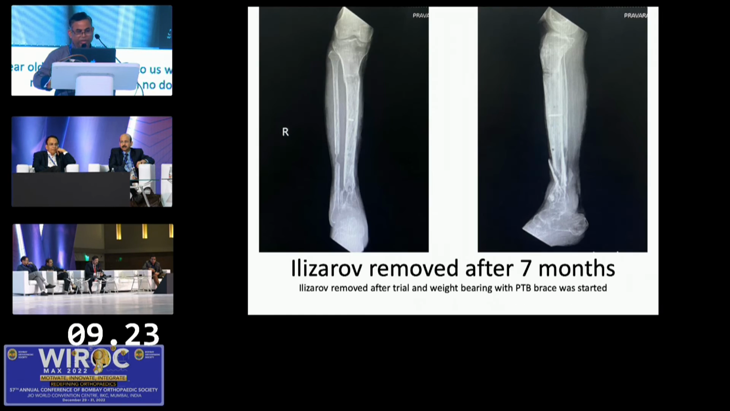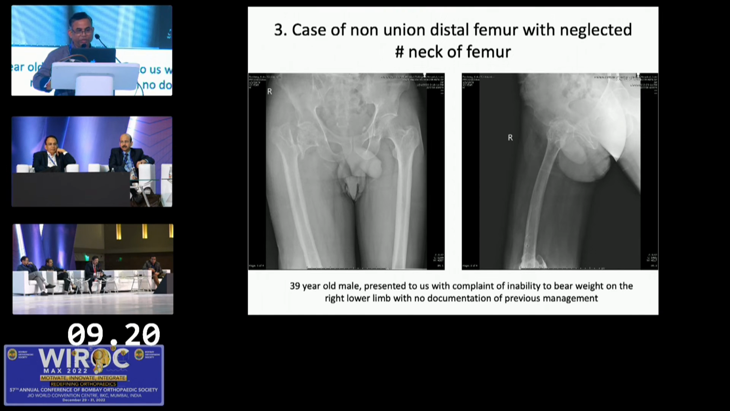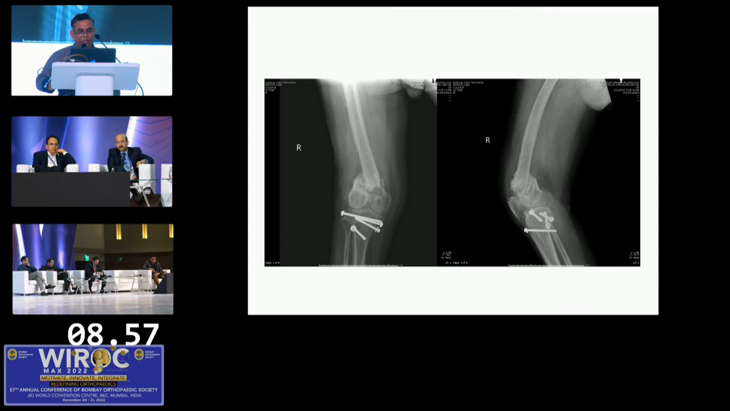Then this is an interesting case. This is not infected, but I just wanted to show it. A 39-year-old male patient came to me after 1 year, a patient from the corona times. I don't know where he had been or what treatment was taken, or probably he couldn't take treatment. So he had a non-union of the neck of femur plus a non-union in the supracondylar region. The screws were put, these are the older ones.